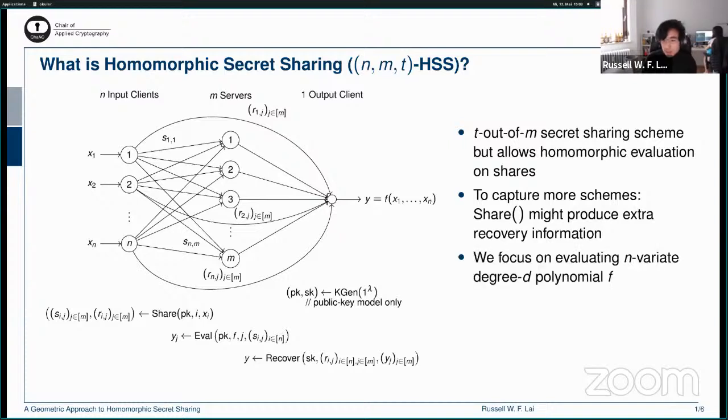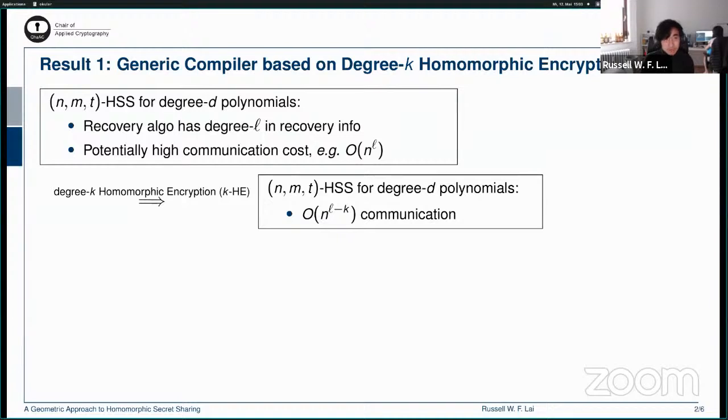So this deviates from existing definitions slightly. And we will focus on the evaluation of n-variate degree D polynomials F. And in general, we can think of a high supported degree D being correlated to a high communication cost. So we are incentivized to maximize the supported degree D while minimizing the communication cost. So in this context, we present 3 results.